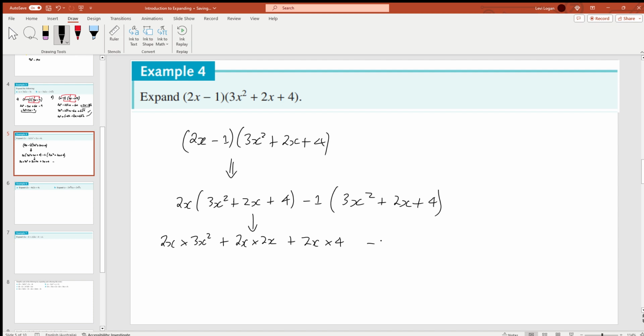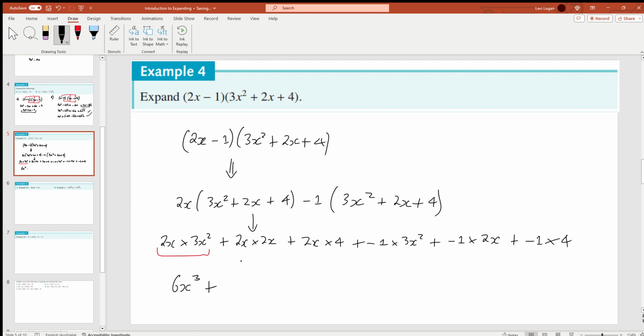Minus, so negative 1, so plus negative 1 times by 3x squared plus negative 1 times by 2x plus negative 1 times by 4. So let's just simplify these. So this here will turn into 6x cubed.